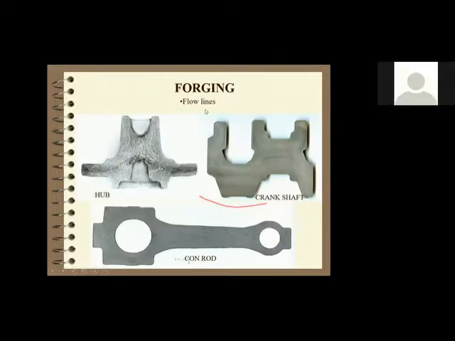Here are some examples. This is one hub, which is sectioned and cut, then polished and ground, and then etched. After doing the etching, you see some flow lines over there. So the material flow takes place as per the contour of the die cavity. This is one cut section of the crankshaft. This is a pin, this is a journal, and you can see this flow over here. So this is the grain flow, which is as per the contour of the component.